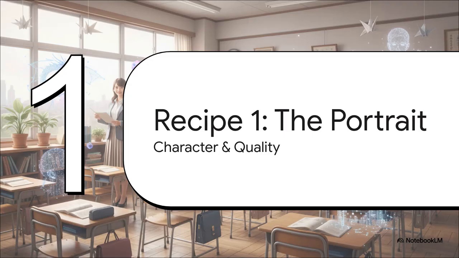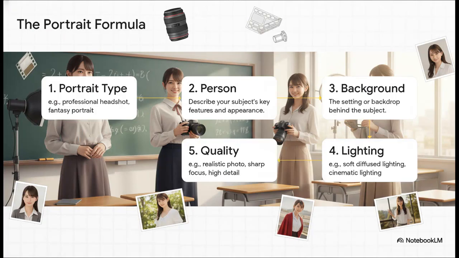All right, let's open up our cookbook and dive into recipe number 1, the perfect portrait. This is going to be your go-to formula for capturing absolutely incredible character shots time after time. The formula itself is just beautiful in its simplicity. First, you just state the portrait type. Is it a headshot, a full body shot? Then you describe your person. You follow that with the background, then the lighting style, and finally, the level of realism you're aiming for. It's just a logical flow that gives the AI directions in an order it can actually follow.